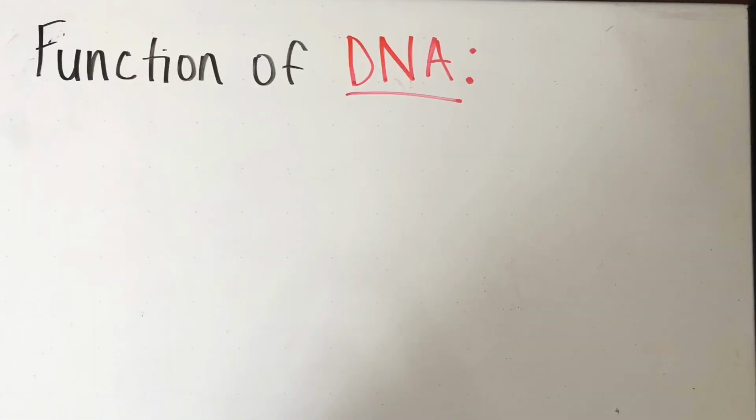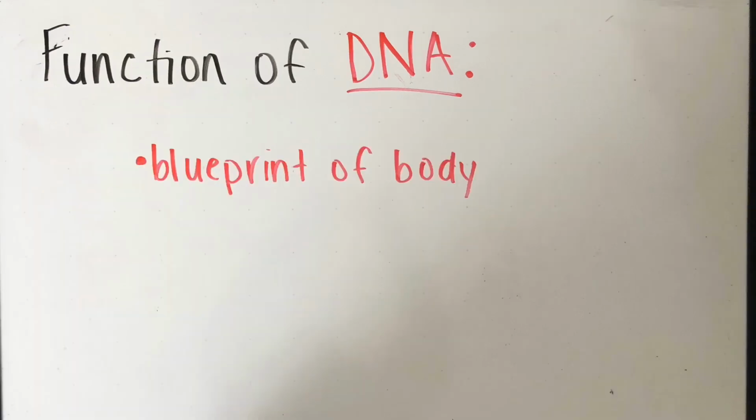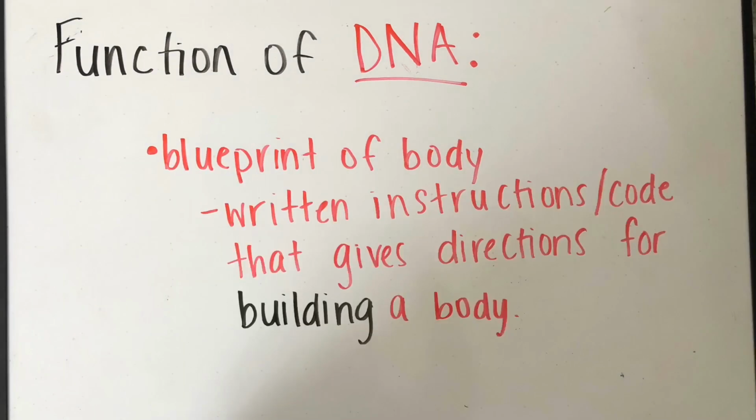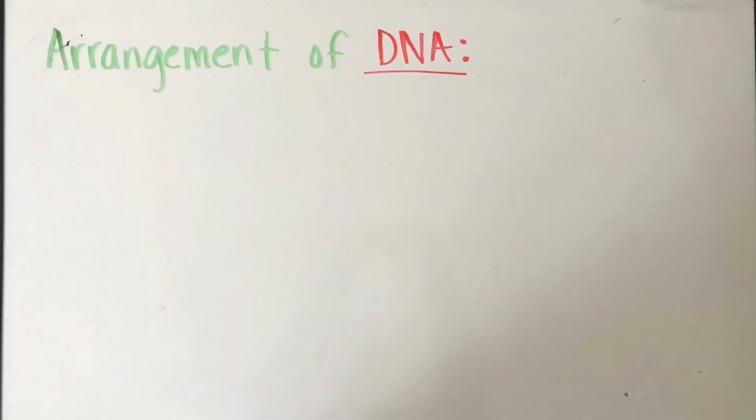Let's discuss the function of DNA. DNA is the blueprint for the body, which means that it provides written instructions and code that gives directions for building the body. Now let's talk about how DNA is arranged.